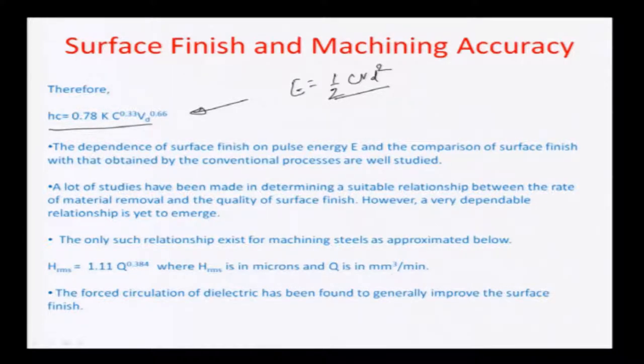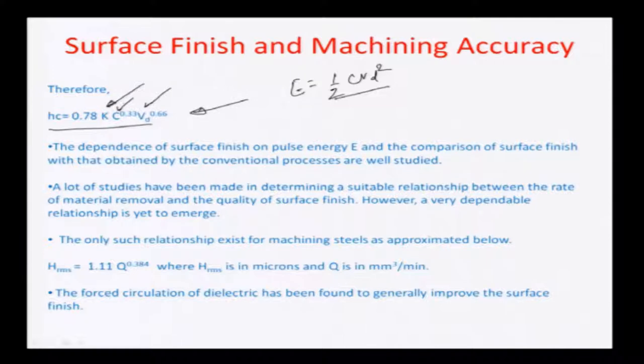HC equals 0.78 K times C to the power of 0.33 times VD to the power of 0.66. K is again that constant of proportionality, which in case of copper was observed to have the value 4. Thus, this is the relationship of how HC varies with respect to capacitance and also VD, the discharge voltage, which is closely related to the operating voltage characteristic.